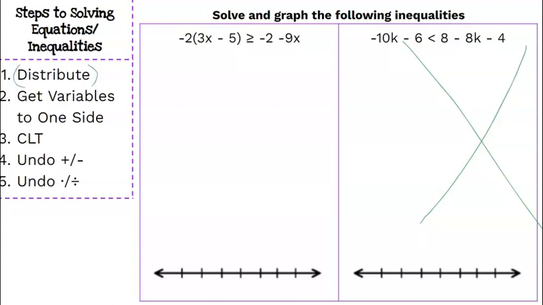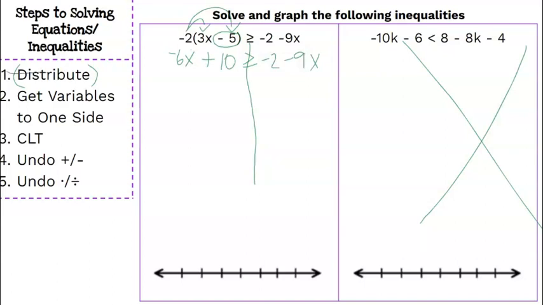This time we do have parentheses, so we are going to do that distribute step first. So we're going to do -2 times 3x, which is -6x. And then we're going to do -2 times, and I'm going to make that -5 with that minus sign. A negative times a negative is a positive, and then 2 times 5 is 10. Is greater than or equal to -2 minus 9x.